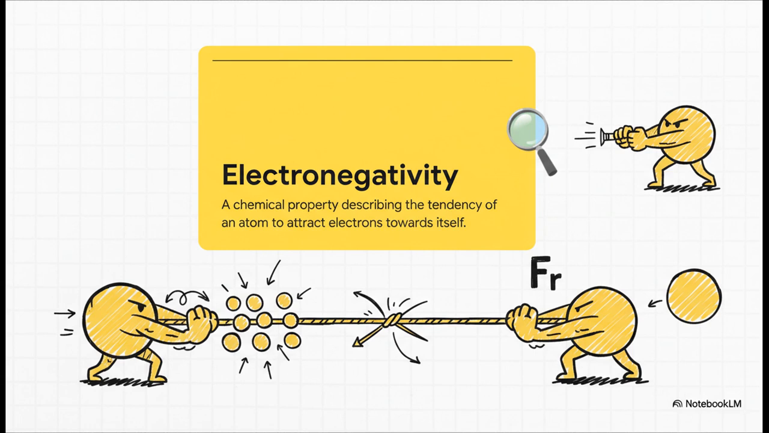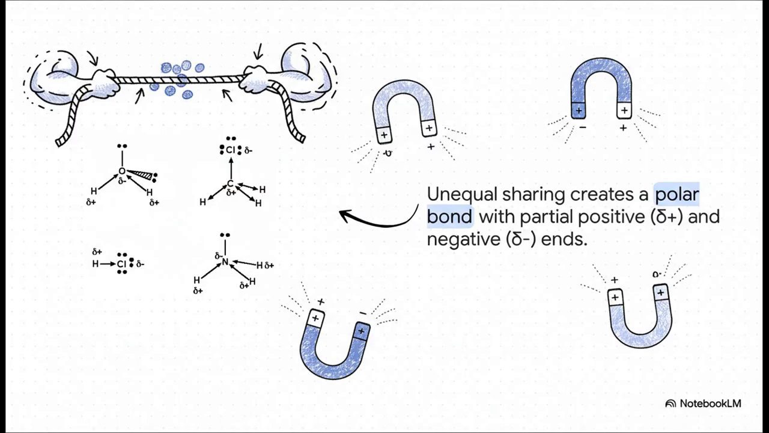To understand why, we need one final concept: electronegativity. It's a fancy word, but just think of it as how greedy an atom is for electrons. When two atoms form a bond, it's basically a chemical tug of war over those shared electrons. Some atoms, like fluorine, pull super hard. Others are much weaker.